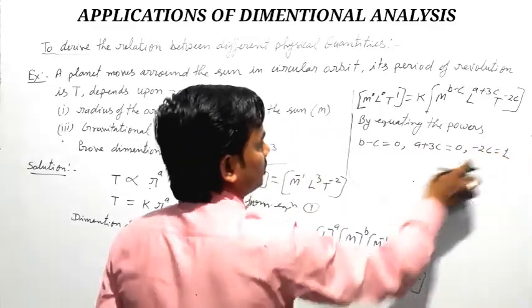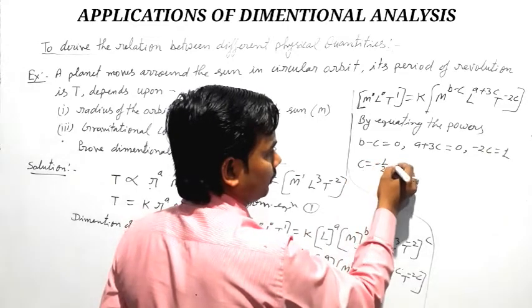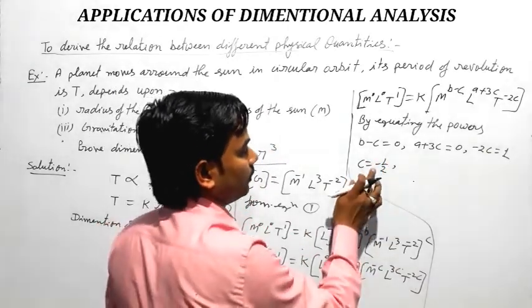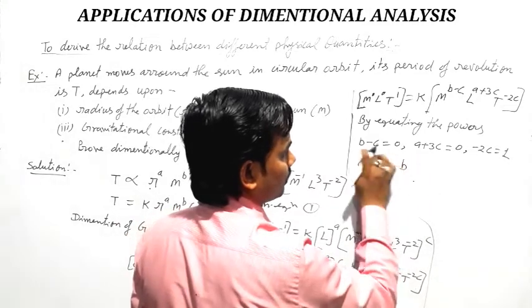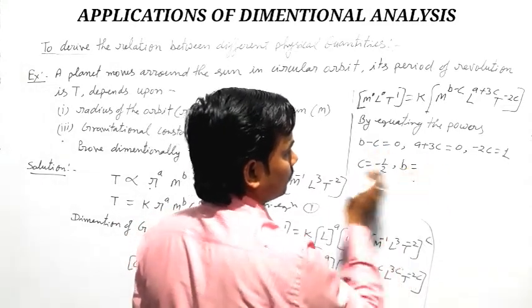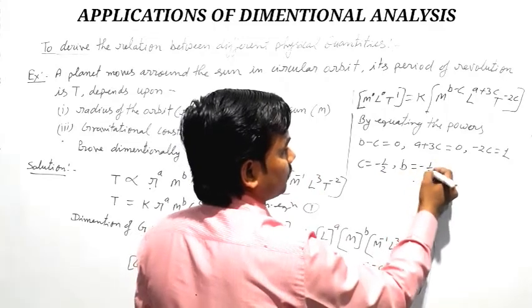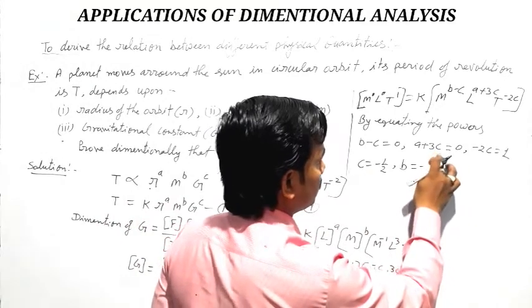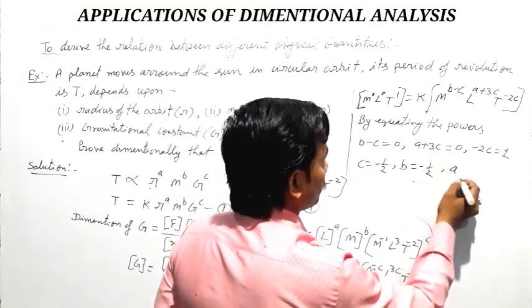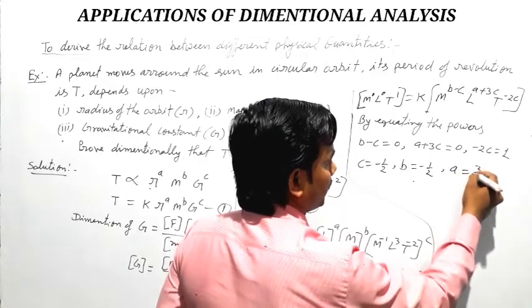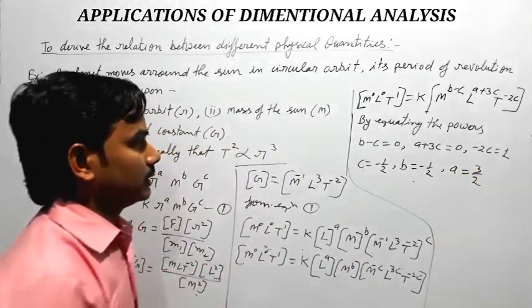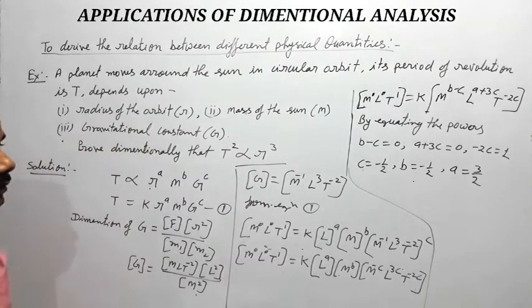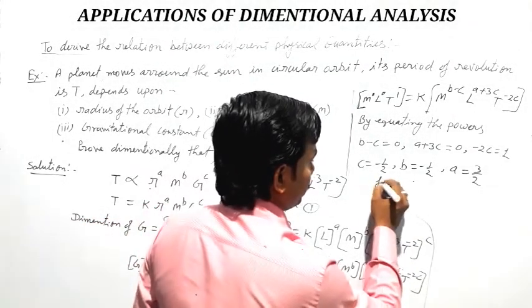So from this equation c will be minus 1 by 2, and if we put the value of c in this equation, then the value of b becomes minus 1 by 2 also, and we will put this value of c in this equation. So a will be 3 by 2. Okay, these are the values of a, b and c. Now we will put these values in equation 1.